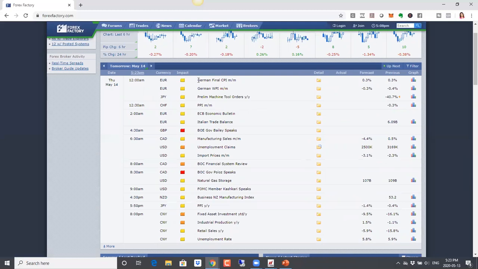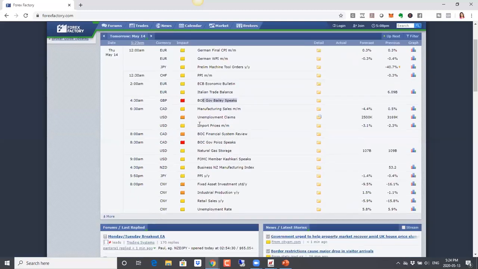Coming up tomorrow, we have CPI numbers for Germany. We also have the ECB Economic Bulletin, where we'll be able to see how the ECB is viewing the economy in the coming year as well as going forward. Now, we also have Bank of England Governor Bailey speaking. Anytime we have central bankers speaking, it can always be a cause of concern. When Powell spoke today, we saw markets go back and forth. Prices were very, very volatile. Same thing for the Reserve Bank of New Zealand as well. So we'll have to see what the Bank of England comes up with here, so keep an eye on that.